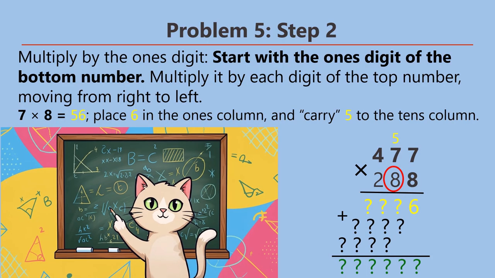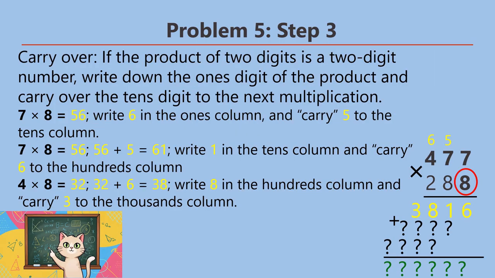Step 2. Multiply by the ones digit. Start with the ones digit of the bottom number. Multiply it by each digit of the top number, moving from right to left. 7 times 8 is equal to 56, place 6 in the ones column, and carry 5 to the tens column.